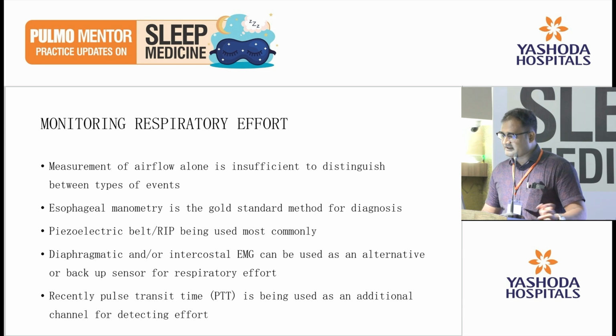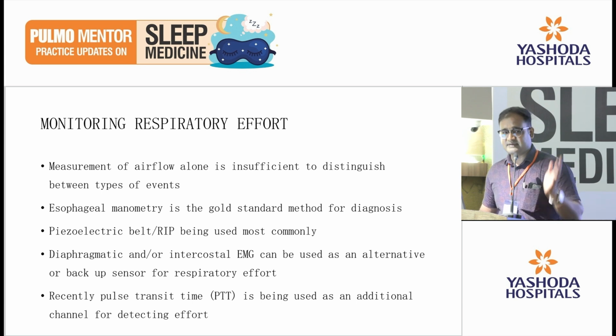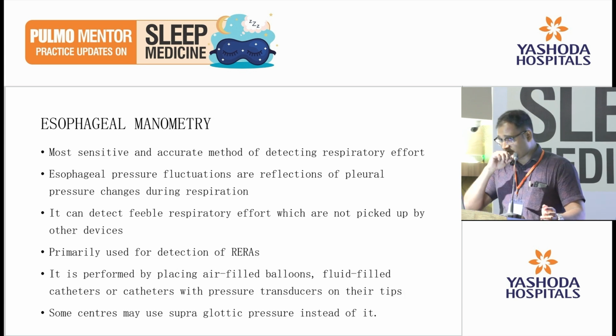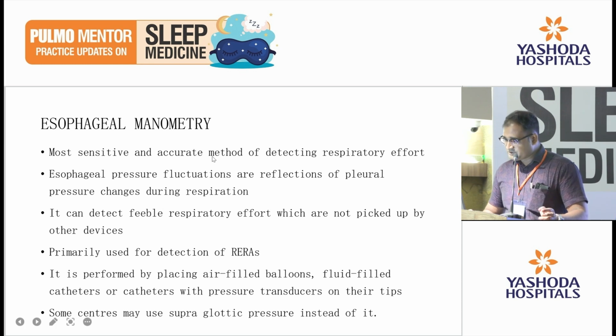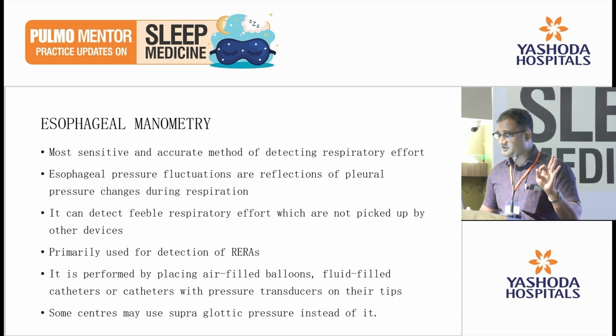For monitoring the respiratory effort, esophageal manometry is the best thing, but it is for research purposes. The most sensitive and accurate method is esophageal manometry. Esophageal pressure fluctuations are a reflection of the pleural pressure changes during respiration. It can detect the feeble respiratory effort which is not picked up by other devices. It is primarily used for detection of the RERA.